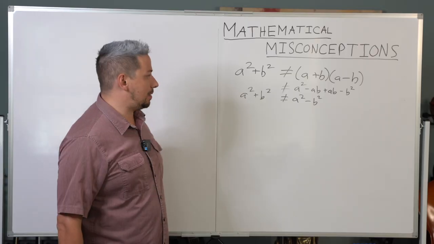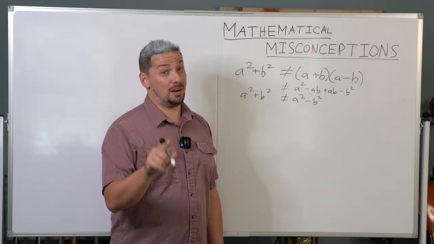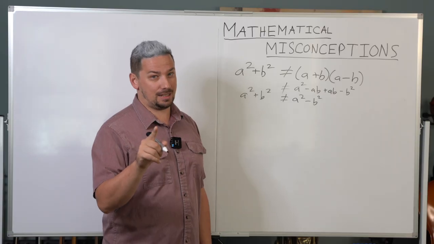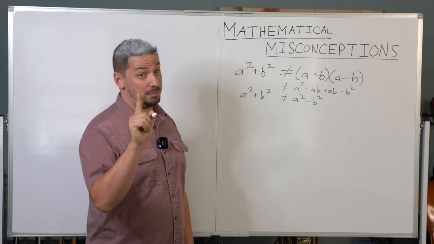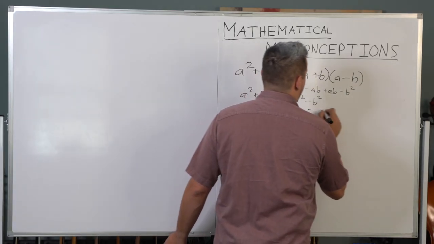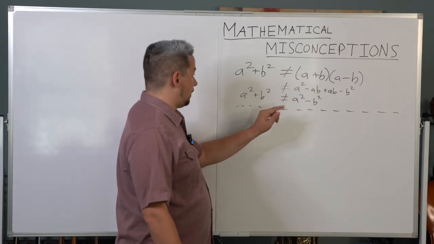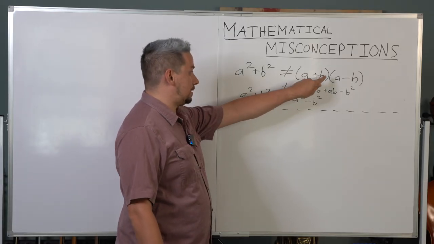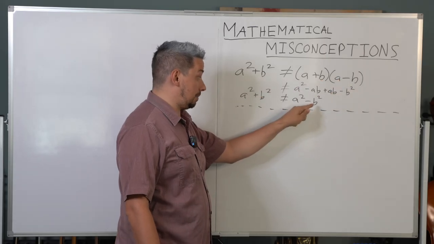Now, you can make the argument, well, what if B is 0? Yeah, that's an exception, not an identity. And we are trying to create identities here that work for all real numbers. So be careful. Do not let the exception be the rule. All right, so how do we verify that this is true? Well, we can set A plus B times A minus B equal to A squared minus B squared.